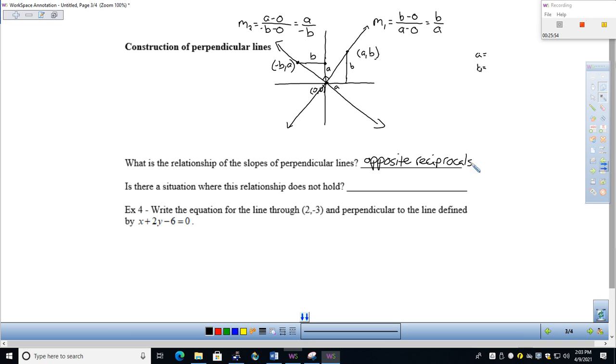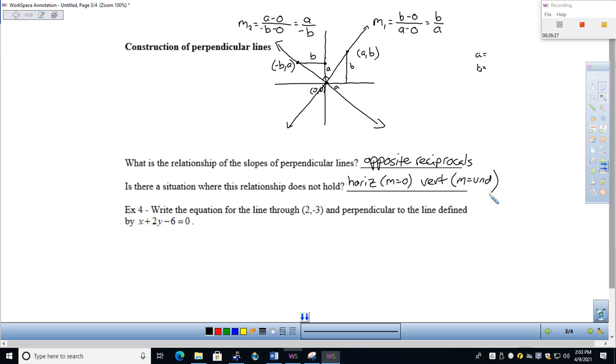Now this works for every two perpendicular lines except, let's go with the question, is there a situation where this relationship does not hold? Yeah, I'm afraid there's one. There's only one situation where if we drew two perpendicular lines on the coordinate plane, we would not see opposite reciprocals. Can anyone maybe think about what that might be? How about a horizontal line where the slope is 0 and a vertical line where the slope is undefined?